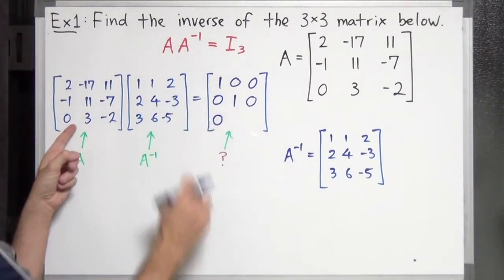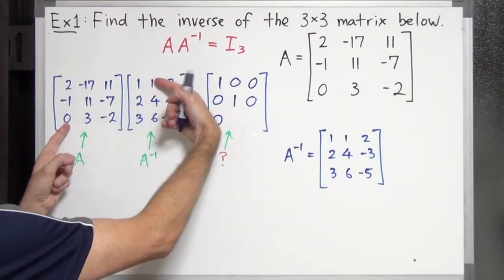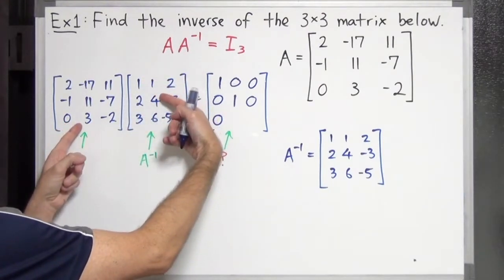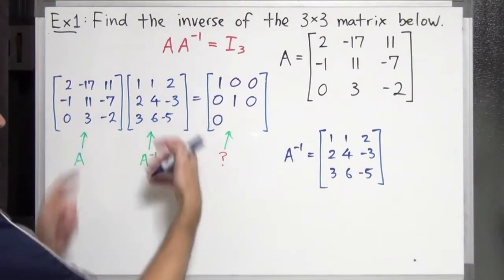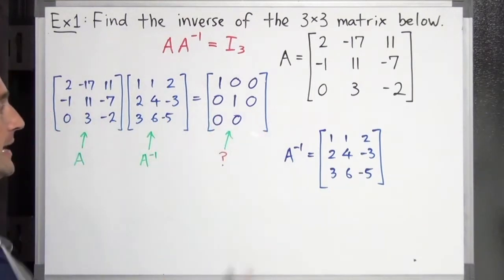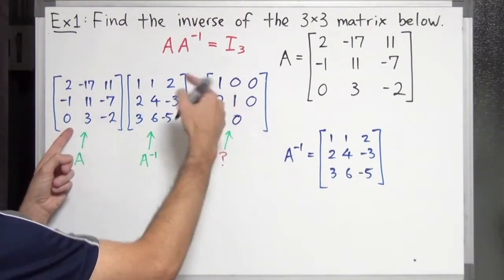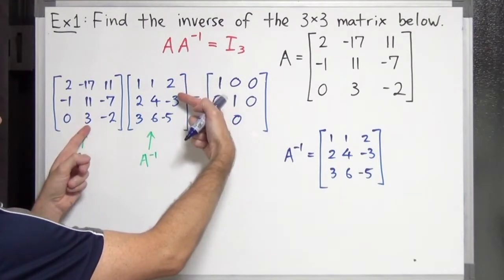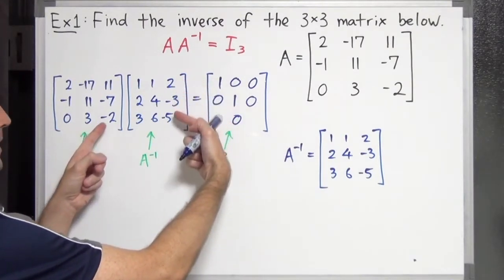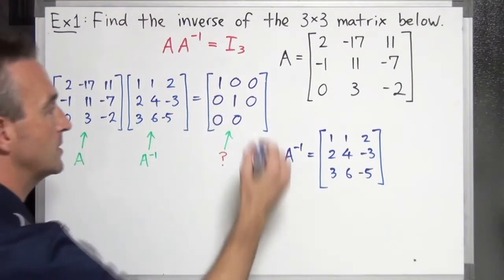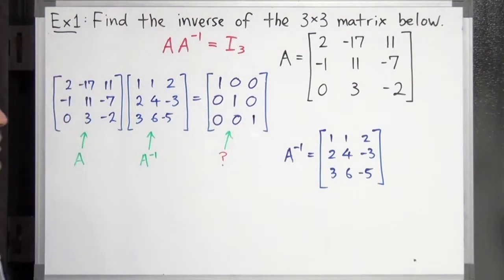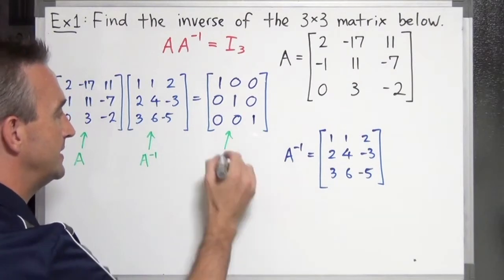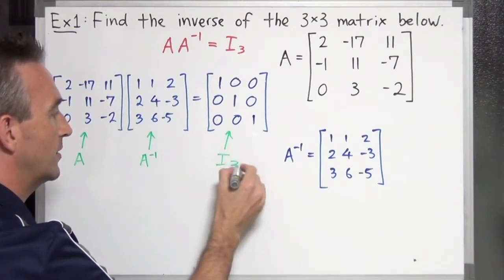Second one, okay, bottom row, middle column. 0 times 1 is 0. 3 fours are 12. Minus 12 is 0. And the last one here, okay, bottom row, back column. 0 times 2 is 0. 3 times negative 3 is negative 9 plus 10. Negative 9 plus 10 is 1. And there we go, indeed that does work. That is the identity matrix, I3.